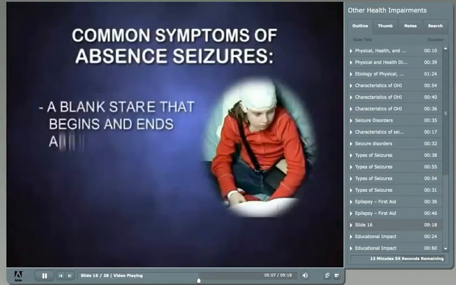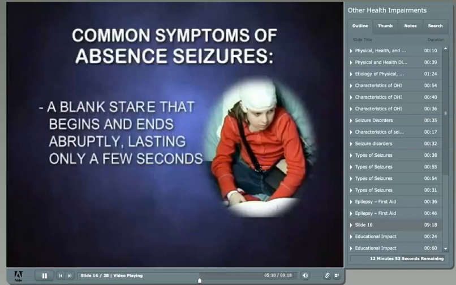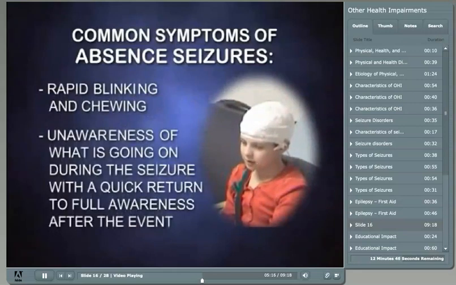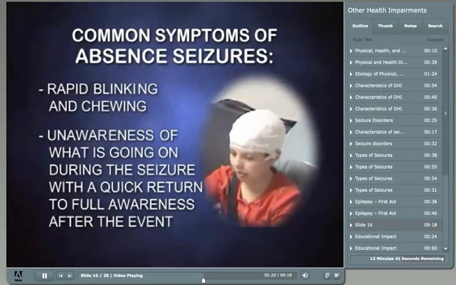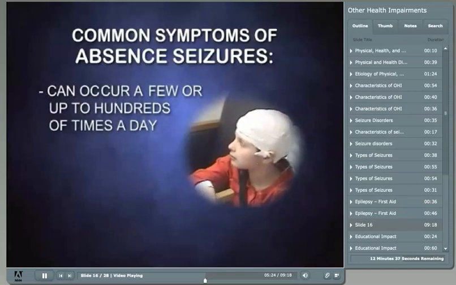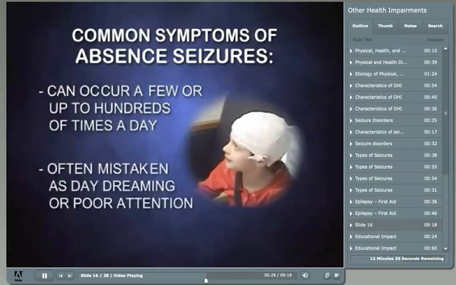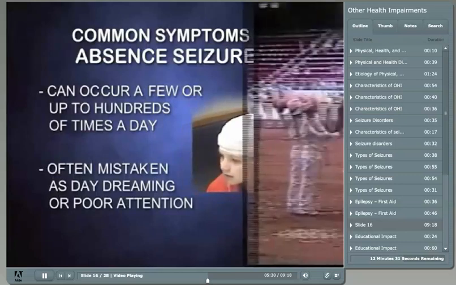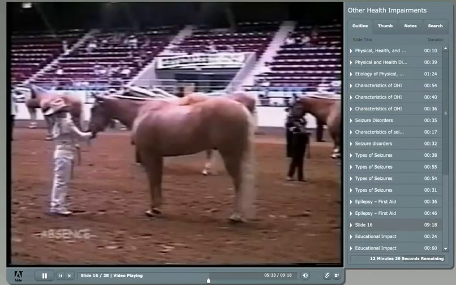Common symptoms of absence seizures include a blank stare that begins and ends abruptly, lasting only a few seconds, rapid blinking and chewing, unawareness of what is going on during the seizure with a quick return to full awareness after the event, can occur a few or up to hundreds of times a day, and are often mistaken as daydreaming or poor attention. Here is the same child at a horse show.